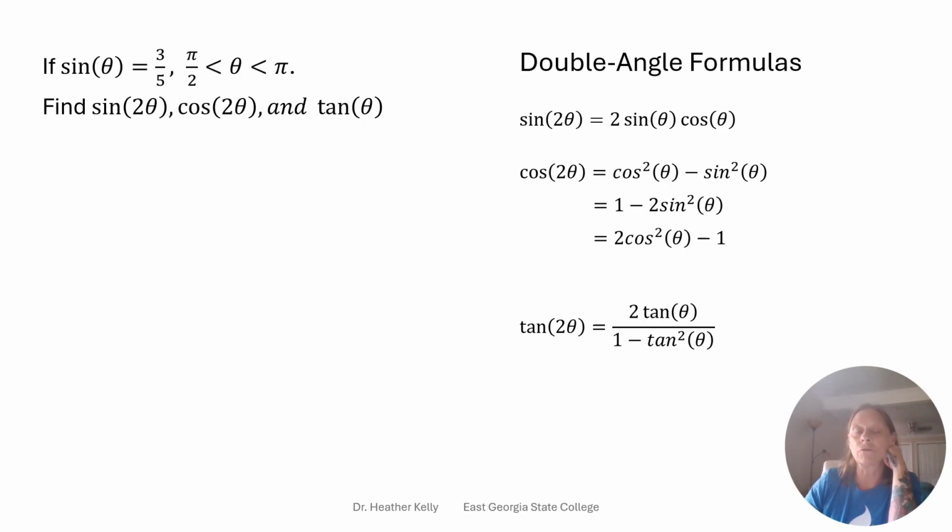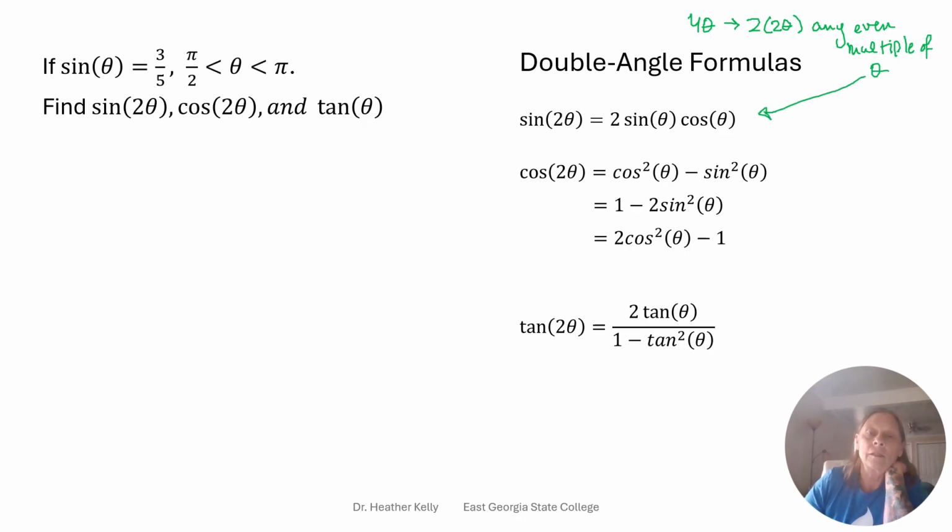You see, for sine of 2 theta, meaning double angle, right? And if it was, say, 4 theta, you could say that it was 2 thetas. So pretty much any even multiple of theta will work with this. Okay, you might just have to manipulate it a little bit, but it most definitely will work.